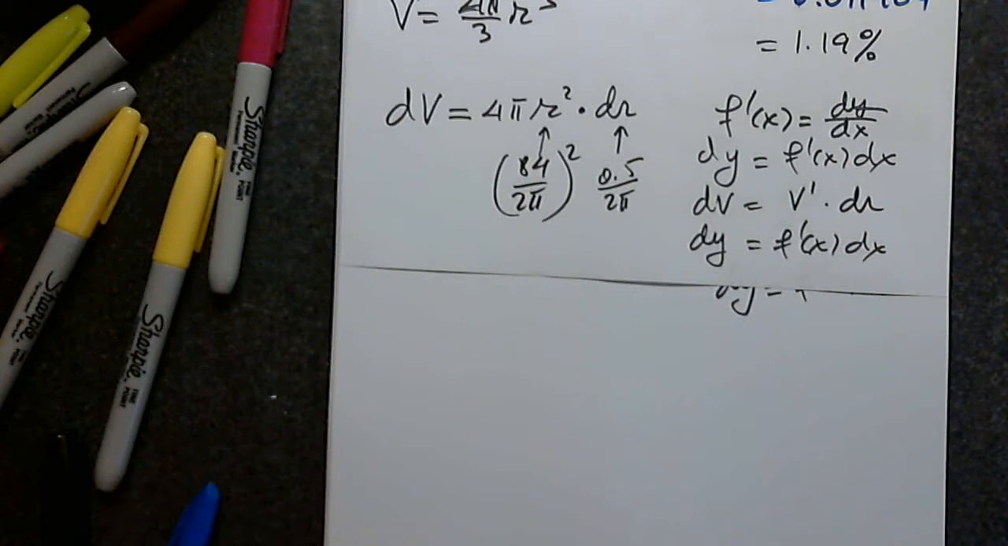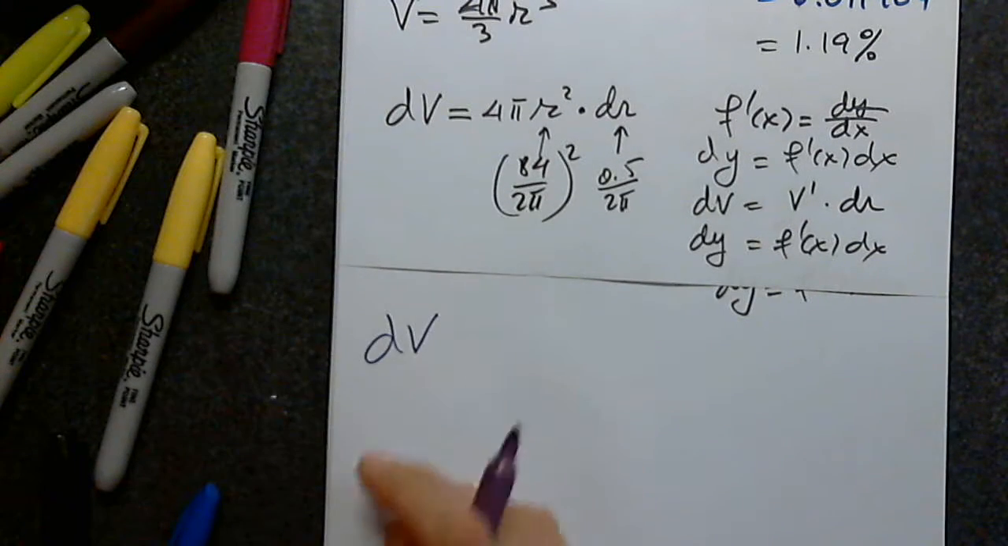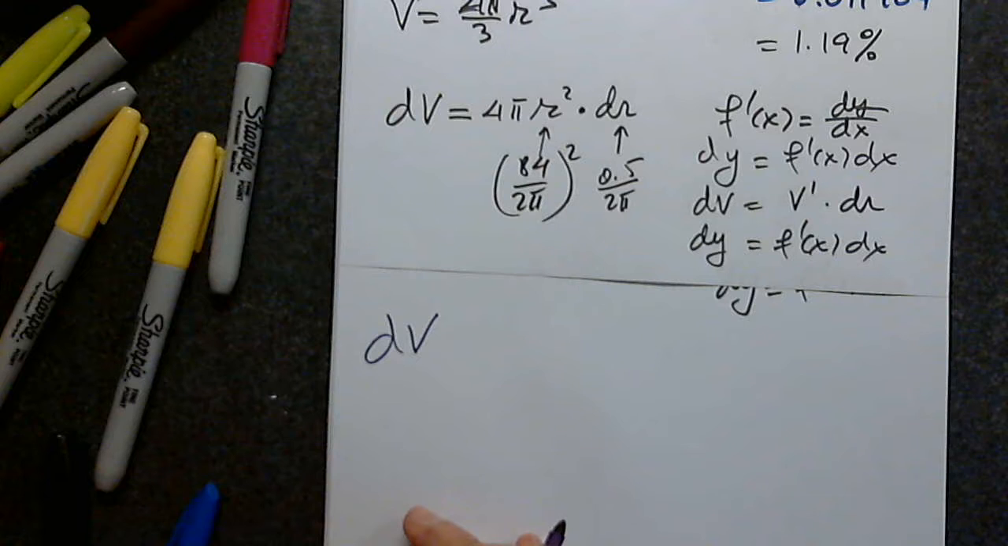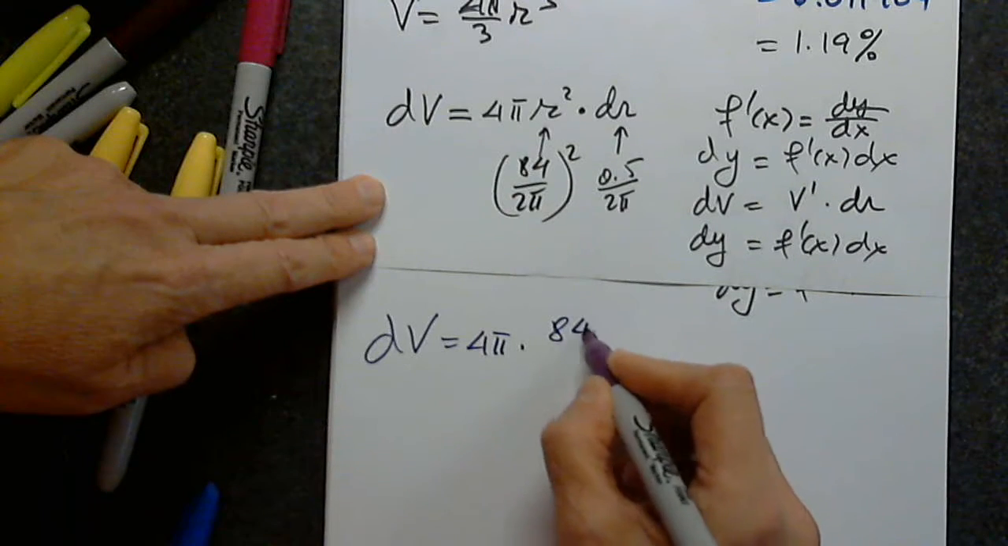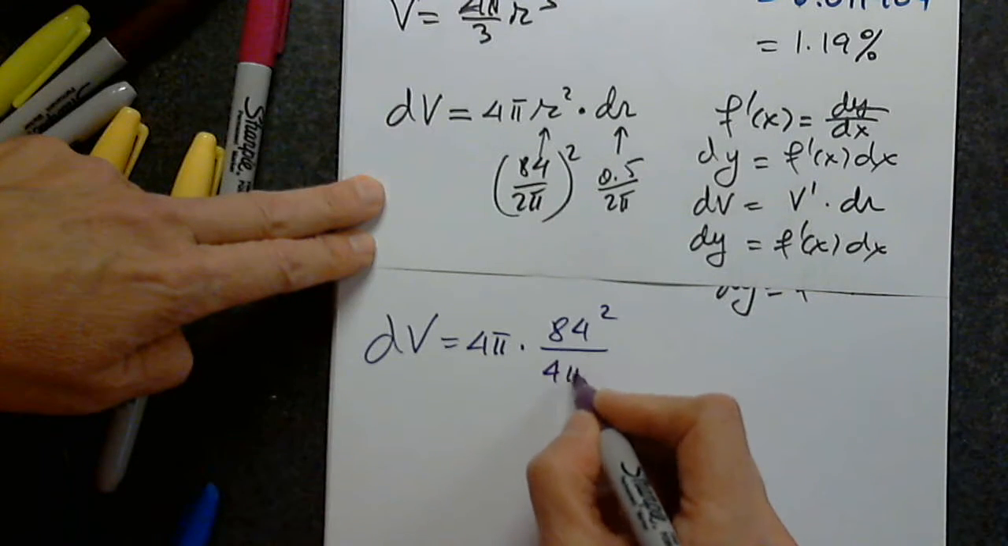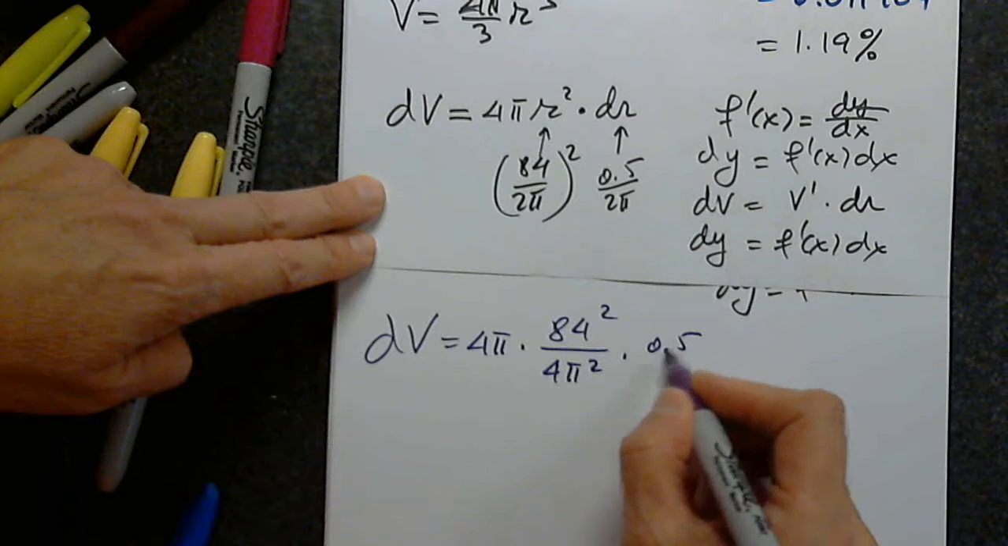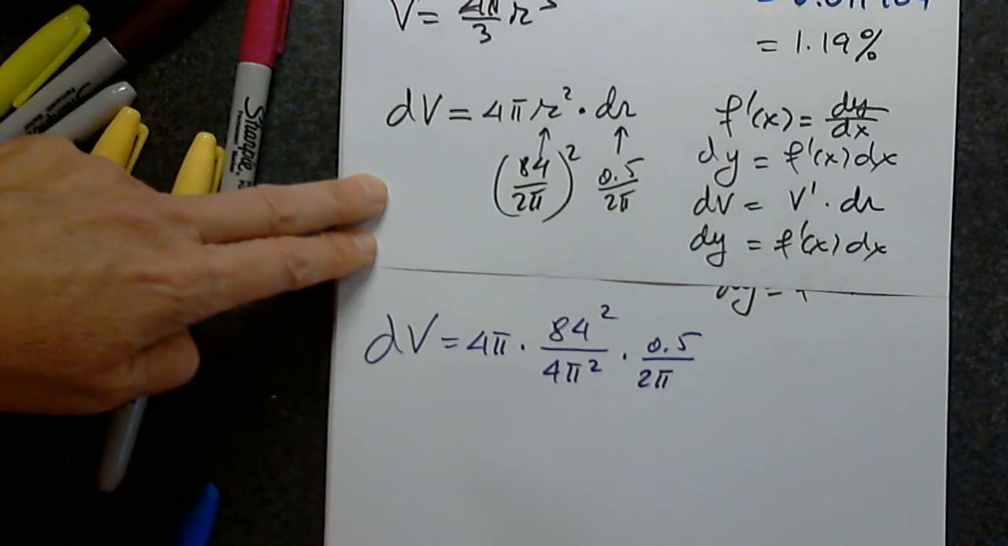So dv, the differential, the error in dv, the estimated error. Stephen, you had a question I forgot to answer. Oh, you did answer. I did? Yes. Okay, sorry. So then I have 4 pi times 84 squared over 4 pi squared times 0.5 over 2 pi.